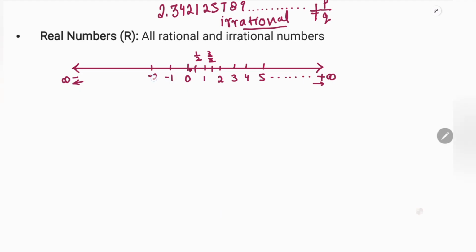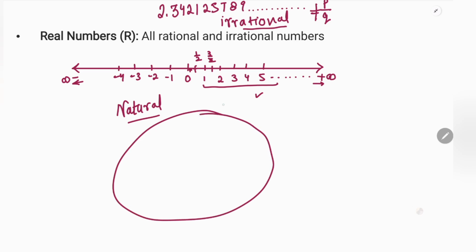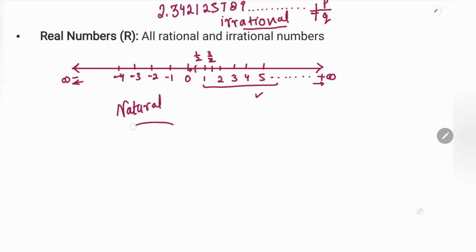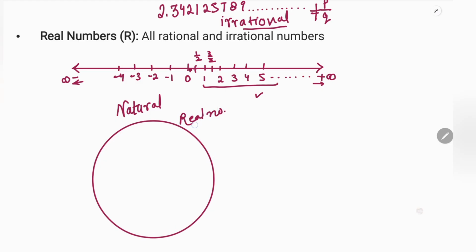So all the numbers we have studied till now, what numbers have we studied? Natural numbers, right? So natural numbers are here: 1, 2, 3, 4, 5. Now, the real line is the biggest. So real numbers are the largest, if I say in this form. Real numbers contain natural numbers and then whole numbers, because 0 is also here.